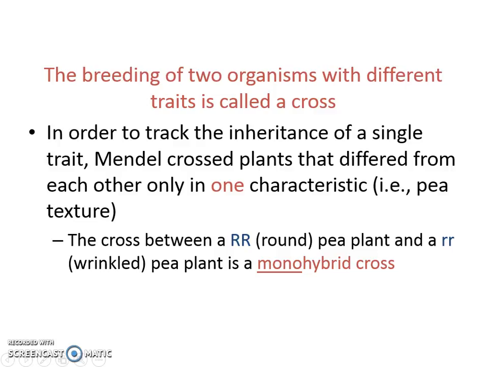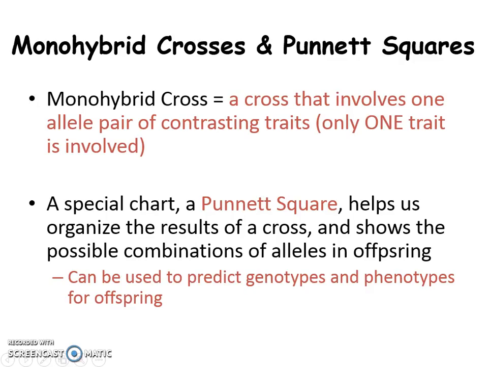So when you're looking at only one trait, that is called a monohybrid cross. Mono meaning one, hybrid meaning combination. So he was only looking at one trait when combining two individuals. A monohybrid cross is a cross that involves only one allele pair of contrasting traits. So only one trait is involved. And a specialized chart called a Punnett square helps us organize the results of a cross and show the possible combinations of alleles in offspring. So this can be used to predict the phenotypes and the genotypes of offspring. We'll actually do examples of monohybrid crosses in the next video.